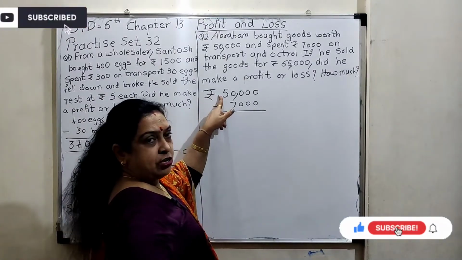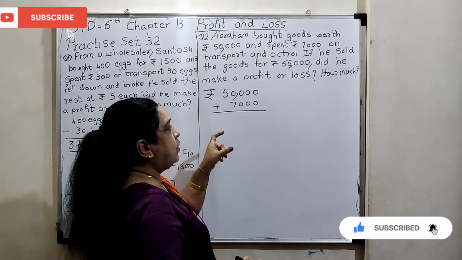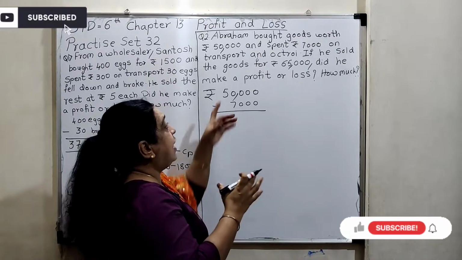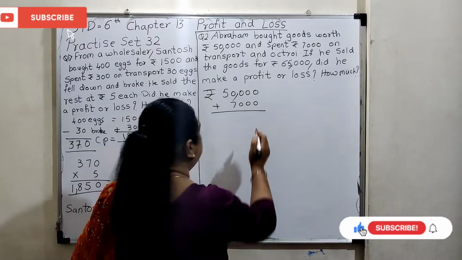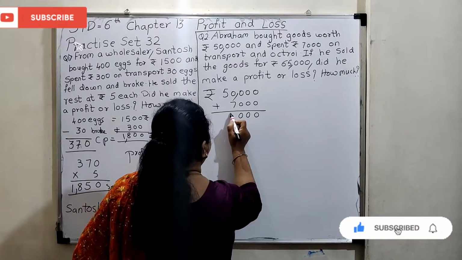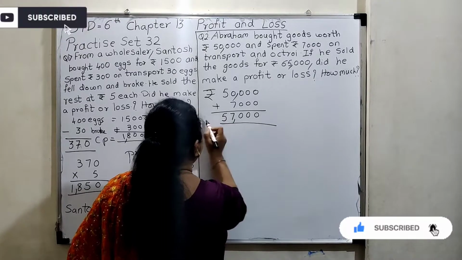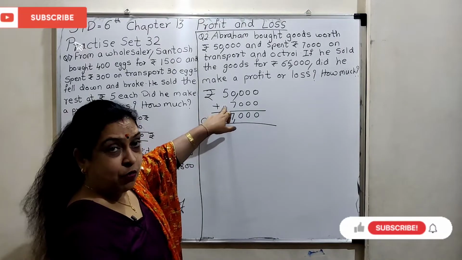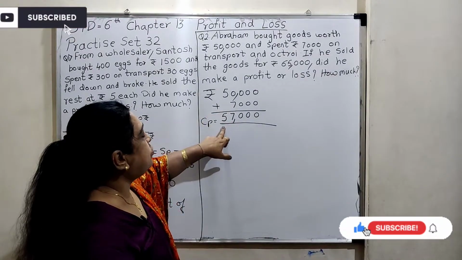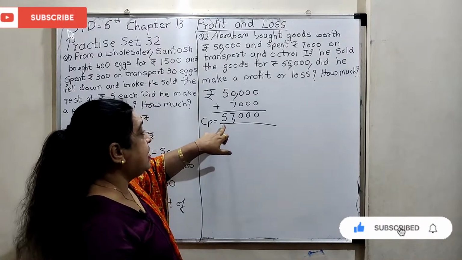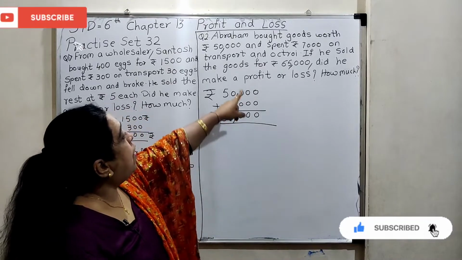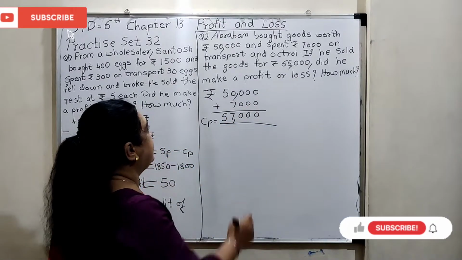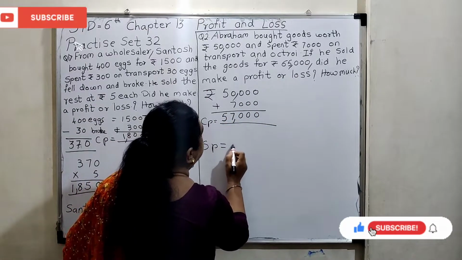This is not the actual cost price. We have to calculate the cost price when transport charges and octroi duty are given. We have to add that to the actual price, and that will be the cost price. So 50,000 plus 7,000 he spent more for bringing the goods. So the total cost he spent for bringing the goods is 57,000. Now, if he sold the goods for rupees 65,000, the selling price is 65,000.